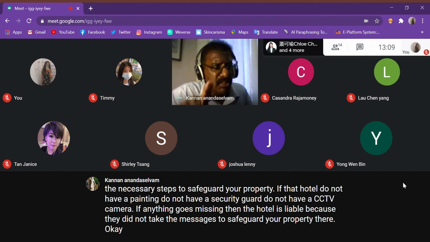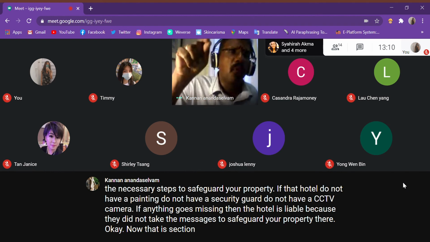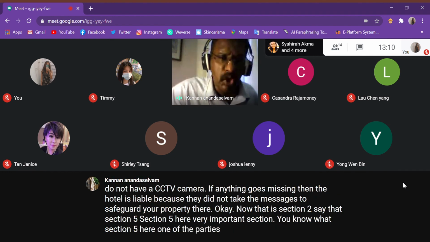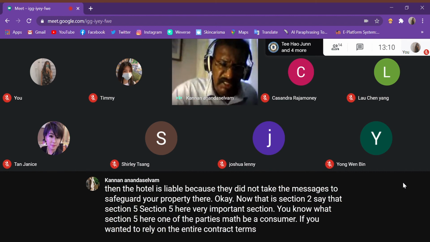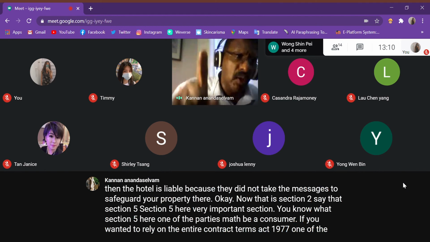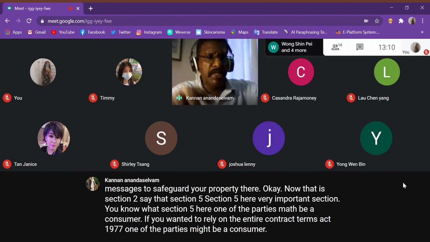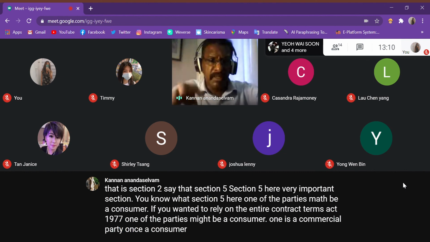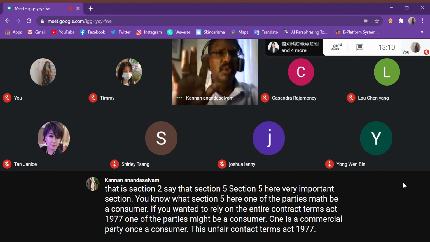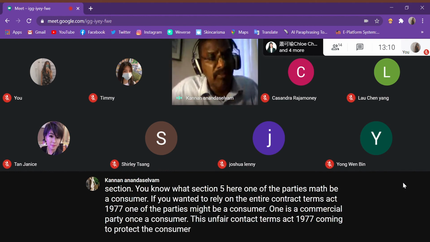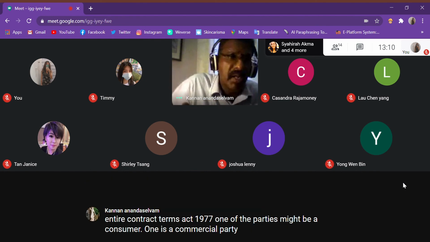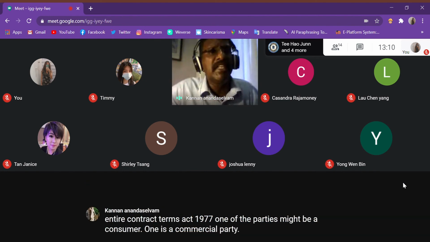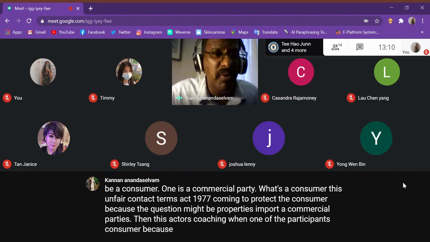Section 5, a very important section. You know what section 5 says? One of the parties must be a consumer. If you want to rely on the Unfair Contract Terms Act 1977, one of the parties must be a consumer. One is a commercial party, one is a consumer. This Act comes in to protect the consumer because the consumer is the weaker party. If both are commercial parties, then this Act is not applicable. This Act only comes in when one of the parties is a consumer because consumers are always the weaker parties.